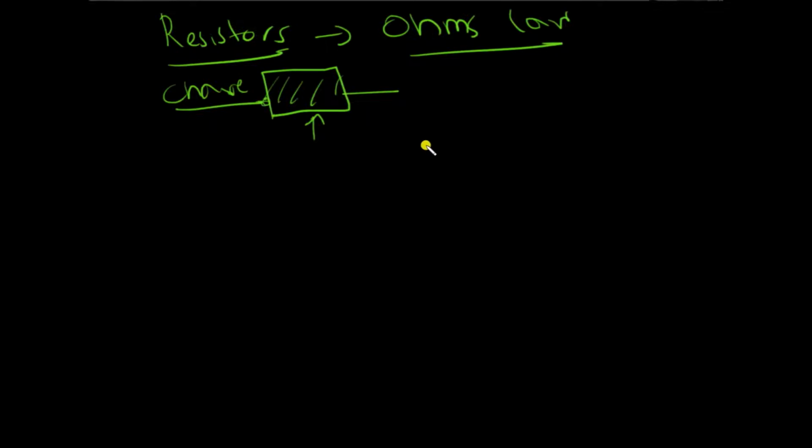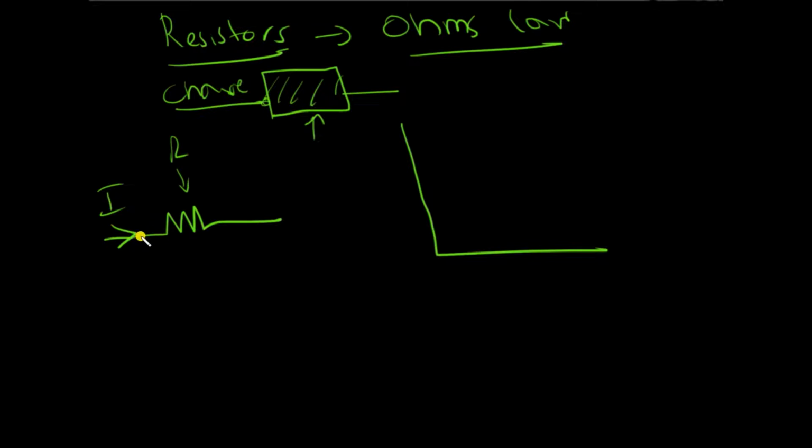Now some scientists played around with the resistor and made some graphs, and they discovered something. If they take a resistor, and this is the symbol for the resistor, and they take some current going through it, because the current is entering from here, this is the positive terminal, and the current is leaving here, so this is the negative terminal, and this is the potential difference, or V.